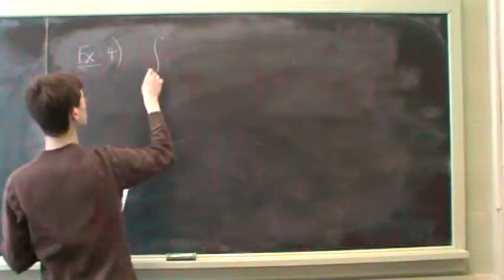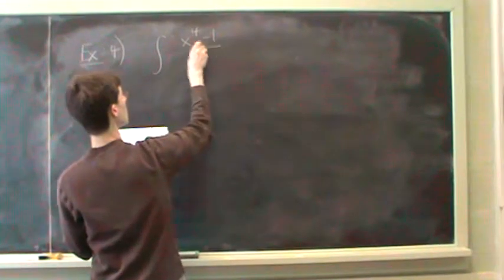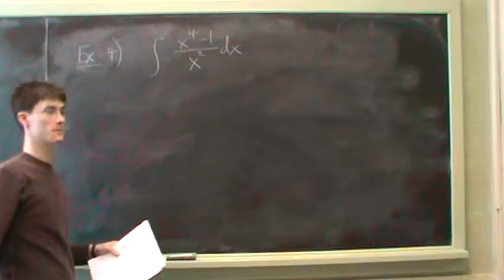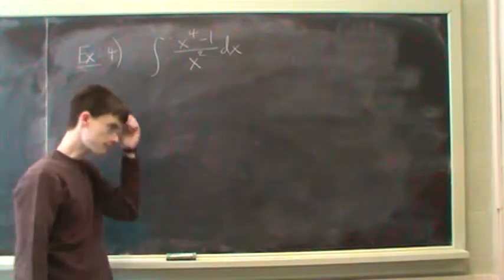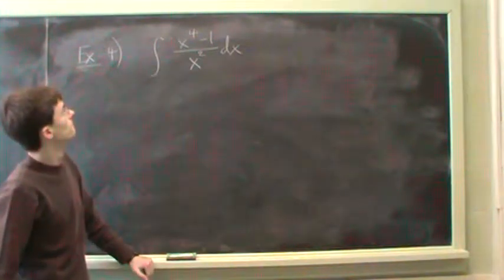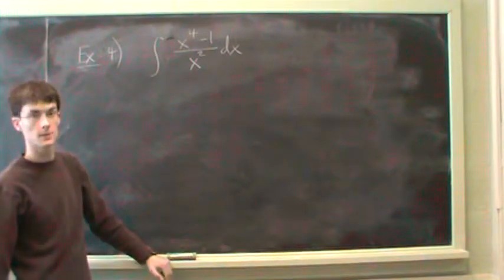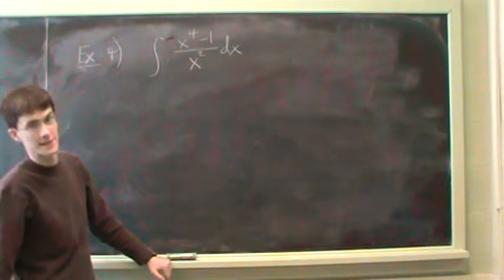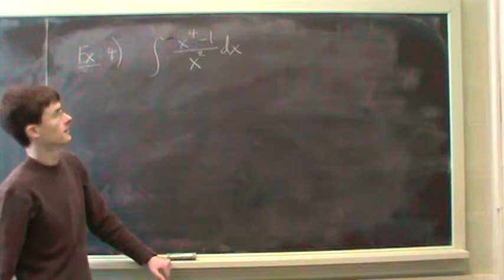So let's do one more example. Now let's find the antiderivative of x to the 4th minus 1 over x squared, and we're integrating with respect to x. So this is a trickier problem, if only because the way the problem is written down is not how you're actually supposed to go about doing it.